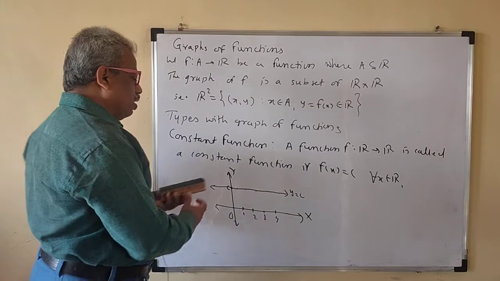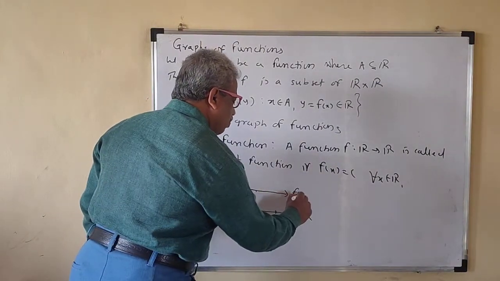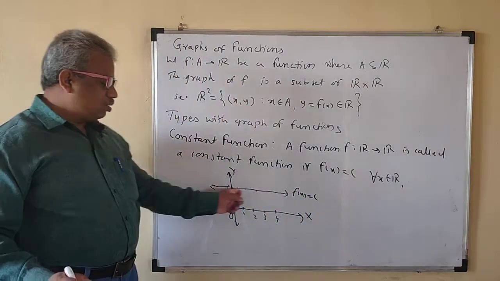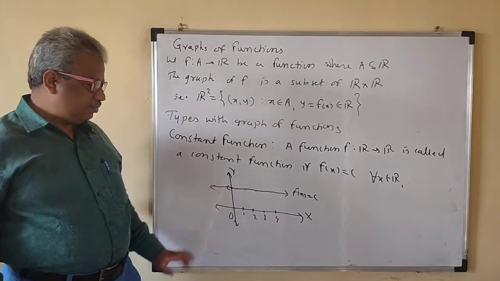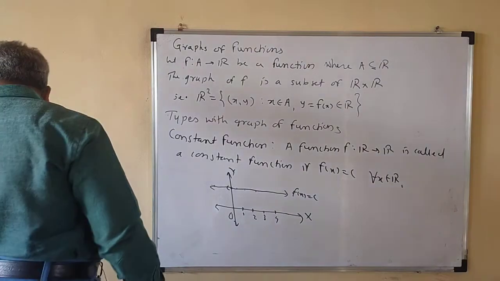So you may say this is f of x is equal to c. This is the graph: the line parallel to the x-axis with y-intercept c. It is parallel to the x-axis. This is a constant function.